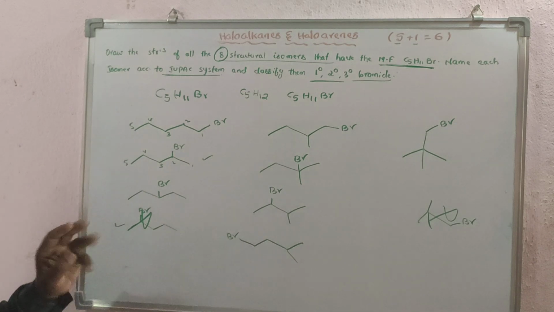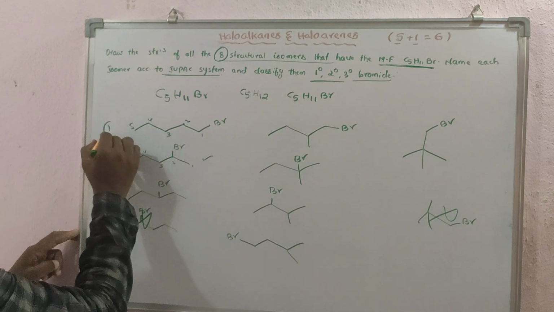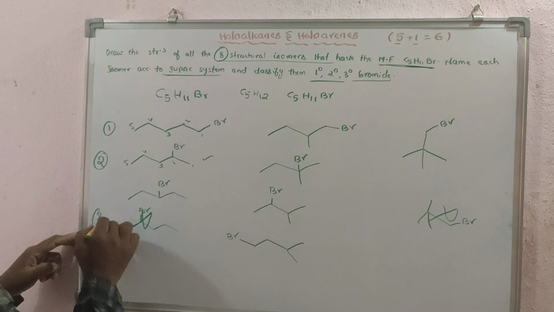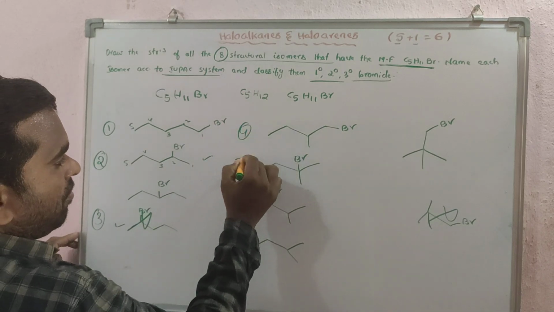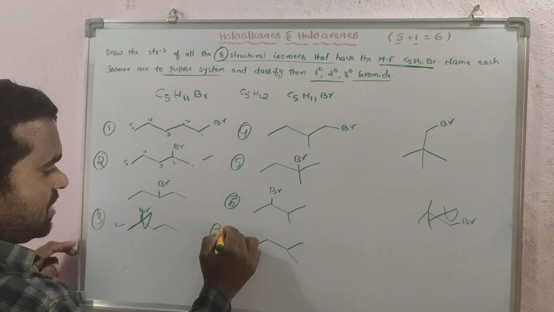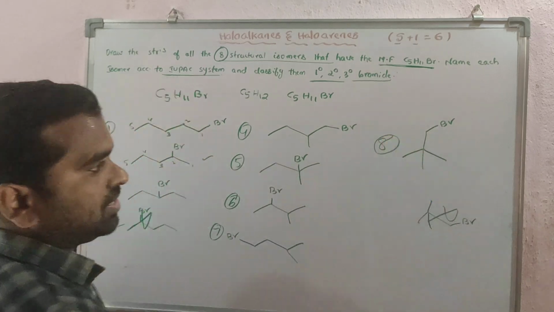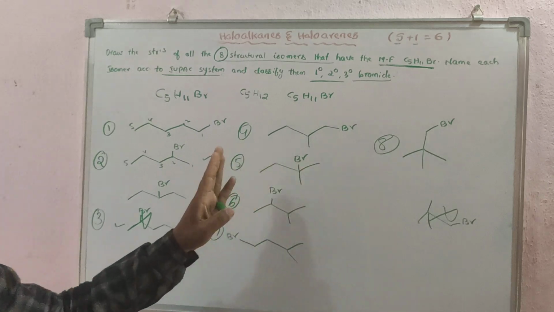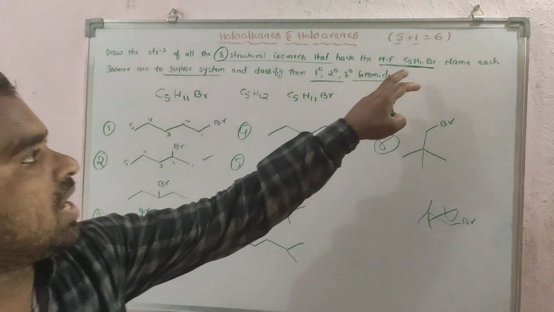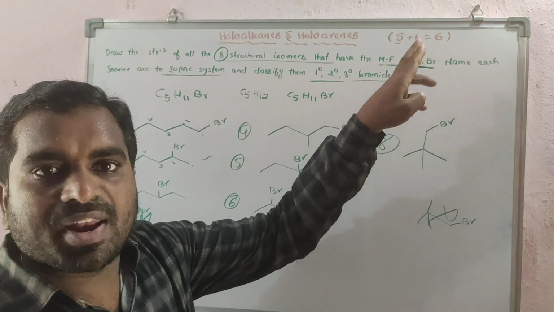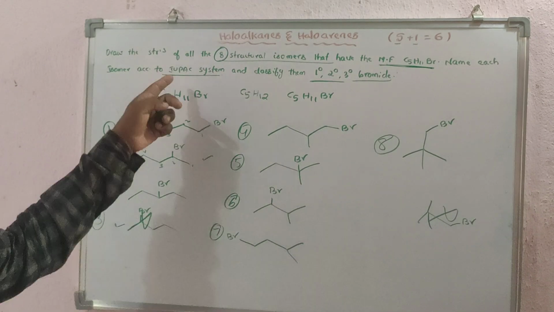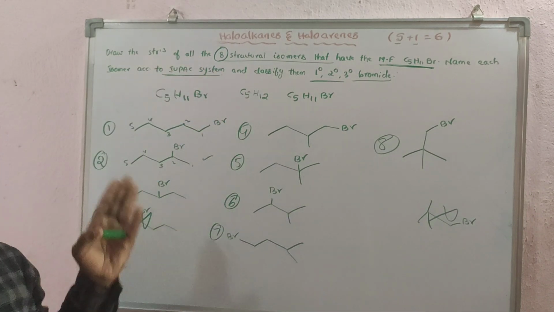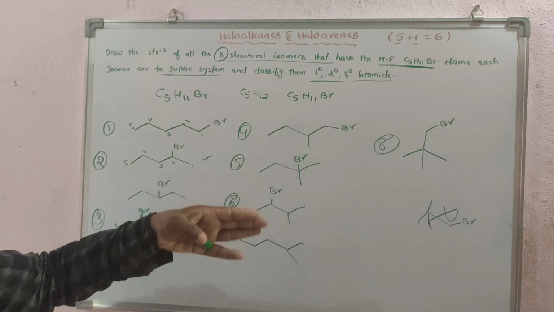Clear? So now you see how many structural isomers we have? 1, 2, 3, 4, 5, 6, 7 and 8. Clear? So how many structural isomers can we write here? In total 8 structural isomers for the compound C5H11Br. Clear? Now, the IUPAC names we have previously discussed, so again I will not discuss the IUPAC names of these compounds here.